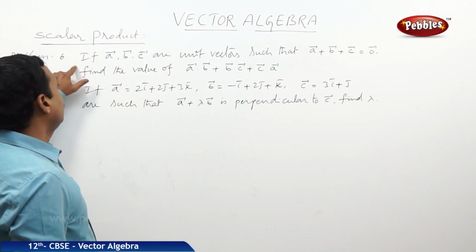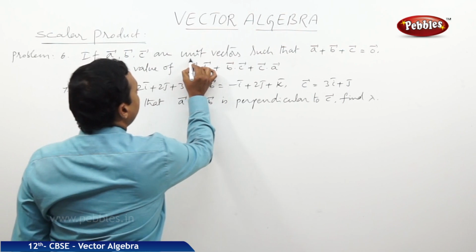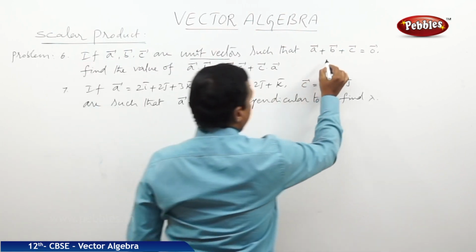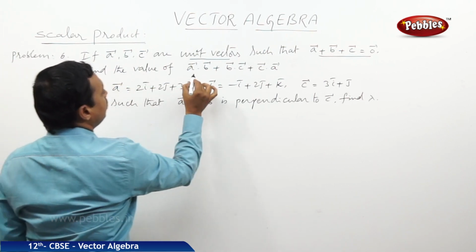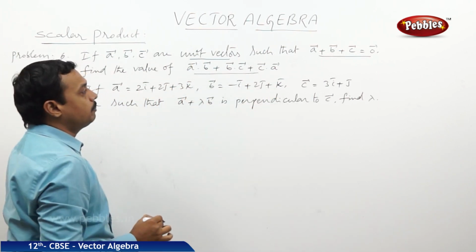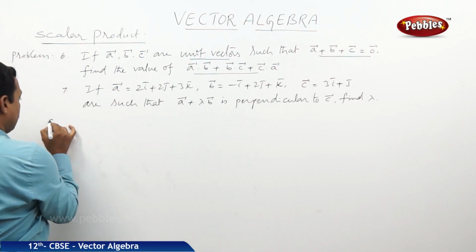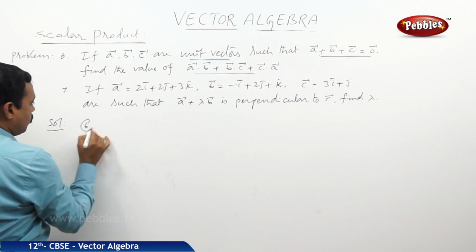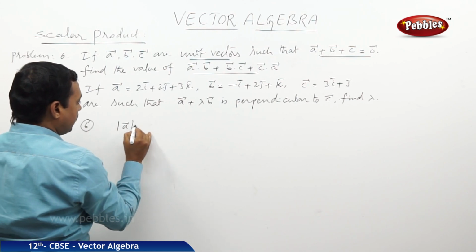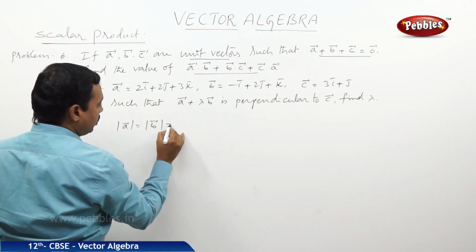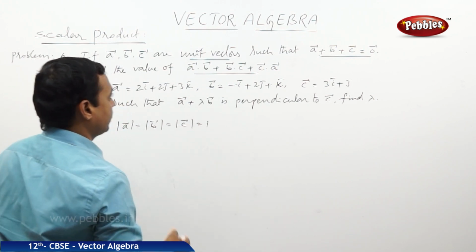The next one, if A bar, B bar, C bar are three unit vectors such that A plus B plus C is equal to 0 bar, then find the value of A dot B plus B dot C plus C dot A. A, B, C are three unit vectors. The magnitude of A is equal to magnitude of B is equal to magnitude of C is equal to 1, since they are unit vectors.